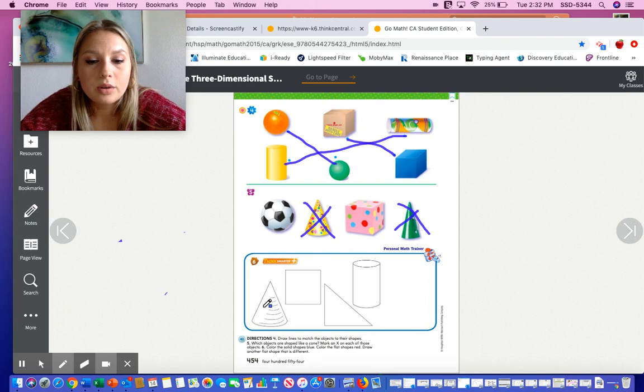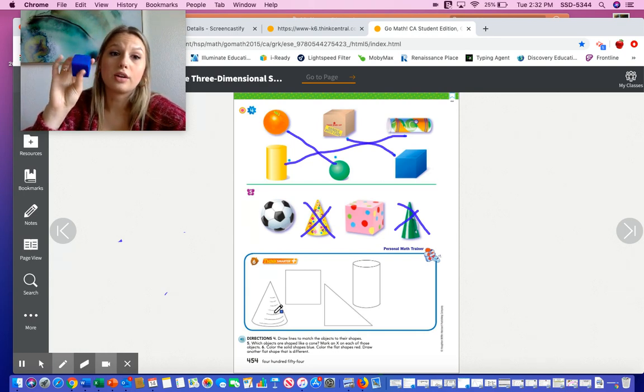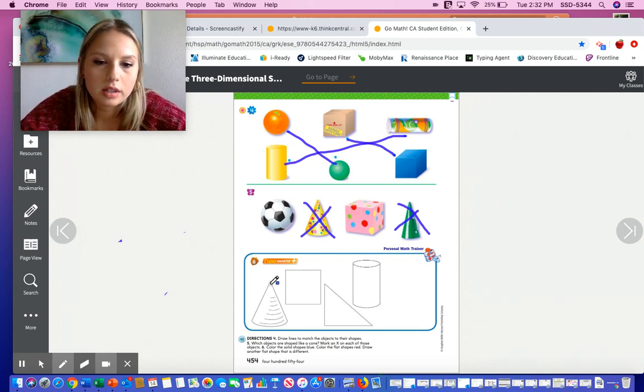So take a blue crayon. Color the solid shapes blue. We know solid shapes are real shapes, right? They're 3D. So color the 3D shapes blue because those are solid. So is this one 3D, this cone? Yeah, that's a solid shape. So go ahead and color in your cone.